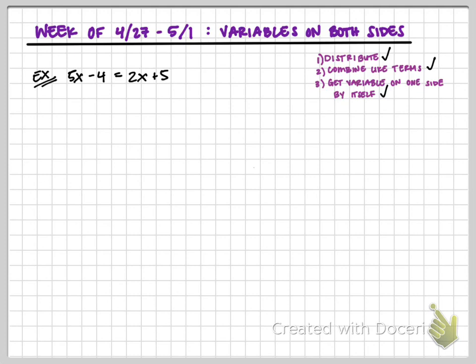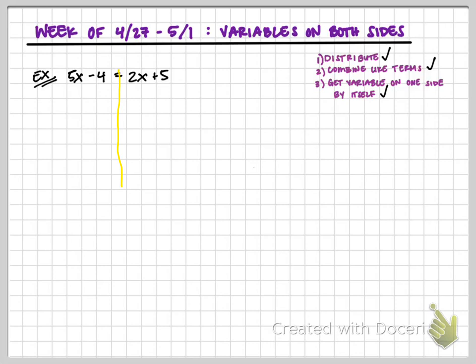Step 2, can I combine like terms? If I look at either side of the equation, I do not see anything I can combine. Remember, I cannot combine the 5x and 2x because they're on opposite sides of the equation. You can only combine like terms when they're on the same side. So last thing, I want to get the variable on one side by itself.